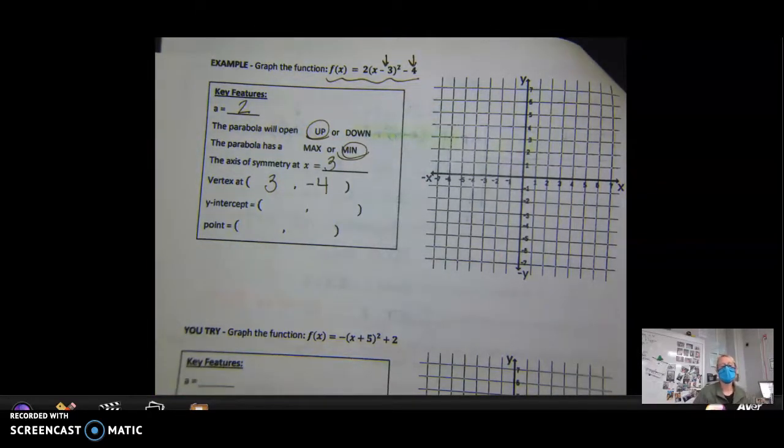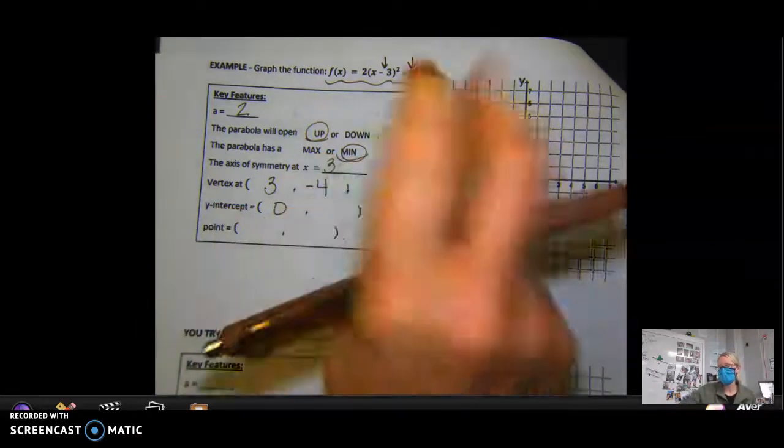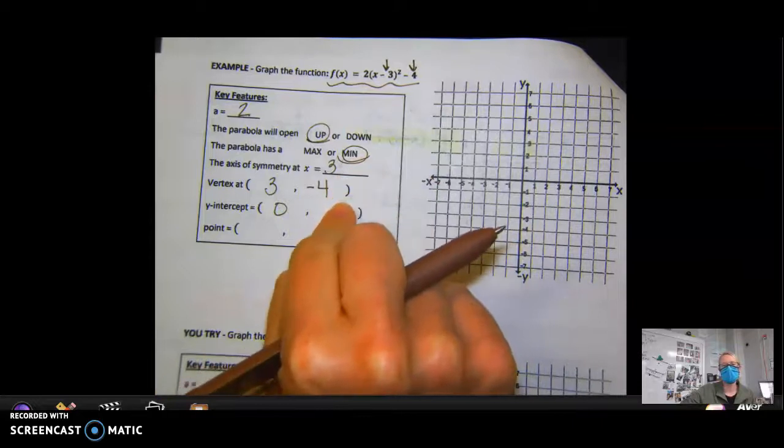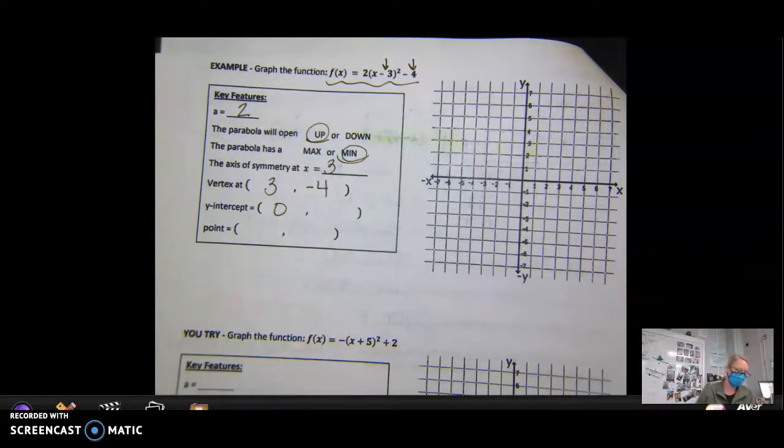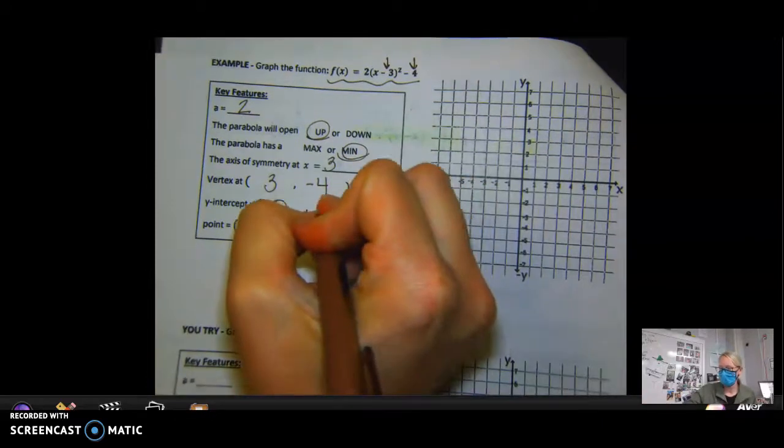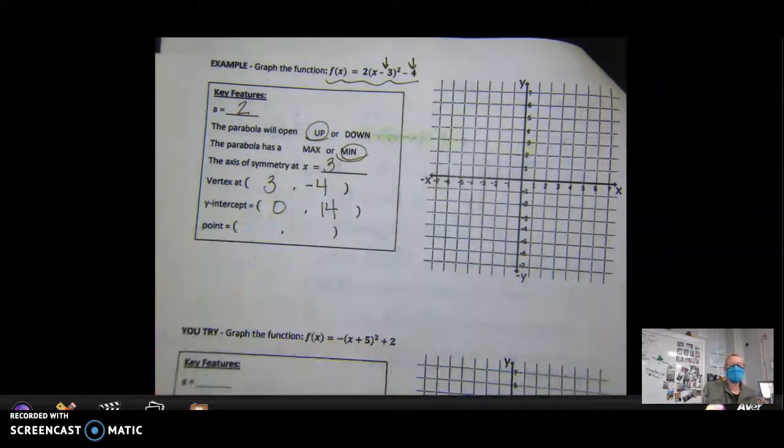Y-intercept. To find my y-intercept, I plug in 0 for X into the equation, and I solve for Y. So go ahead and do that right now. Plug in 0 for X and see what you get for an output of Y. What do you guys get for an output? 14.